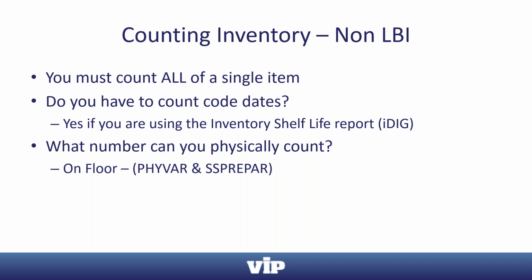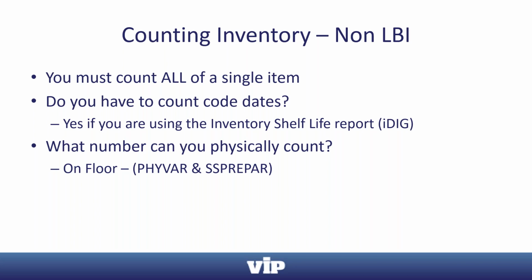And then the other part of it is we have this on floor amount that we have to calculate appropriately. So what number are you physically counting when you're non-LBI? You're counting an on floor number. You're not really counting an on hand number. So we get into 5R and SS pre-par. If you guys have any more questions about those things, I did a webinar back in November about those, and you can look more into the Easy Ops program, and it talks about SS pre-par and 5R as well.